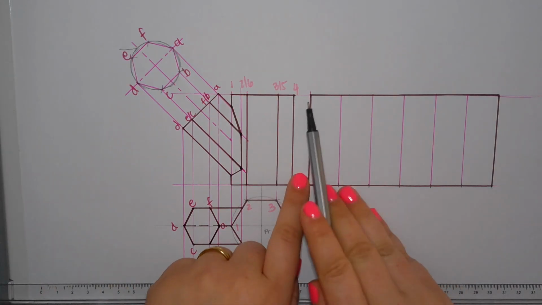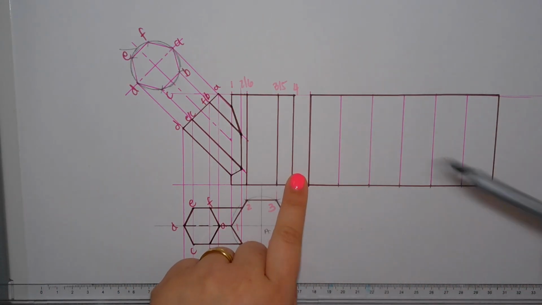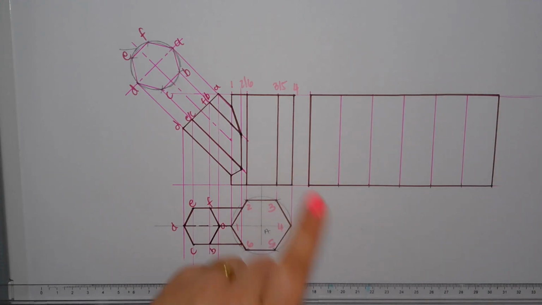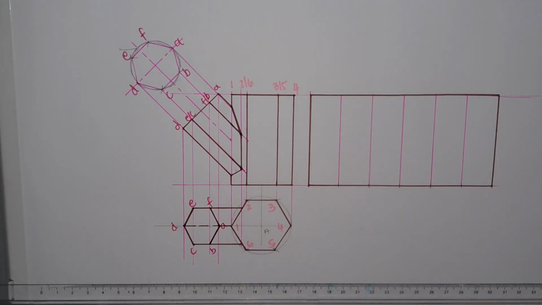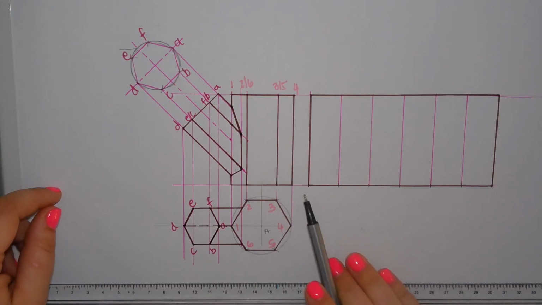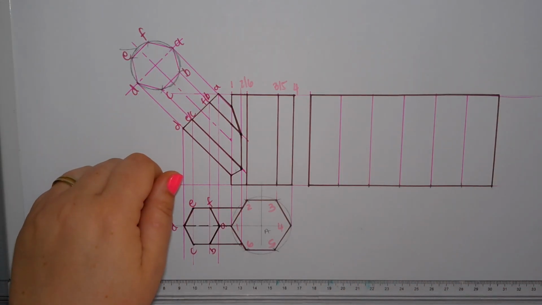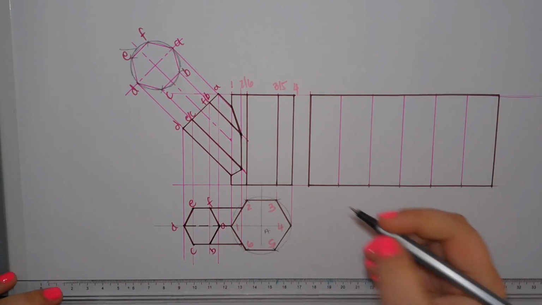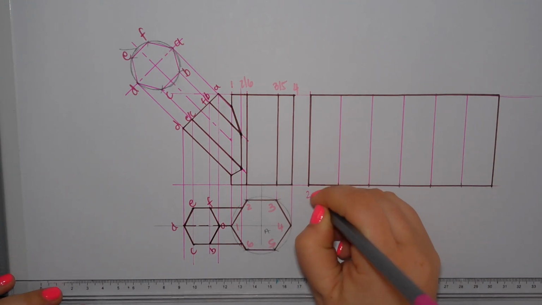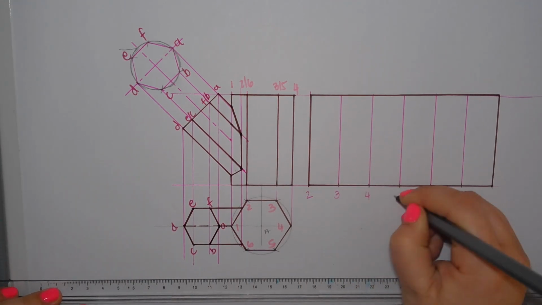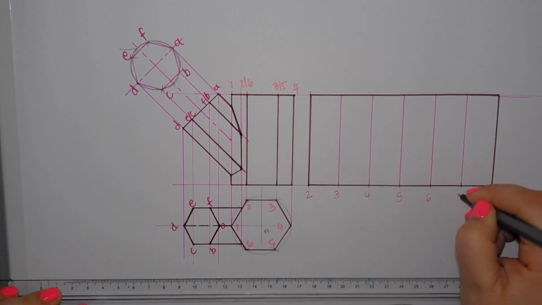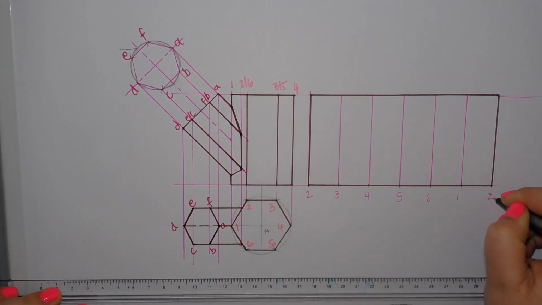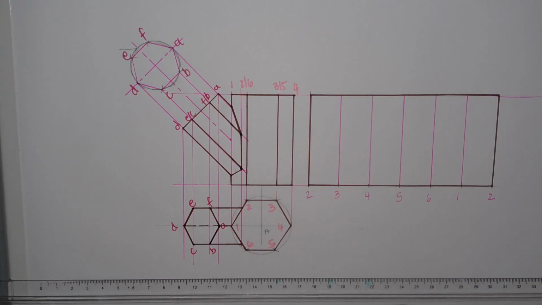Okay, so again, the dark line is my cut line, and the light lines, so the pink lines, are the fold lines. I want to show you what happens when you start to number at a different point. So tell me, where do you want me to start to number? Anything except number 1. Number 2. Okay, so starting with 2, 3, 4, 5, 6, 1, and ending with 2. So you start and end always with the same number.